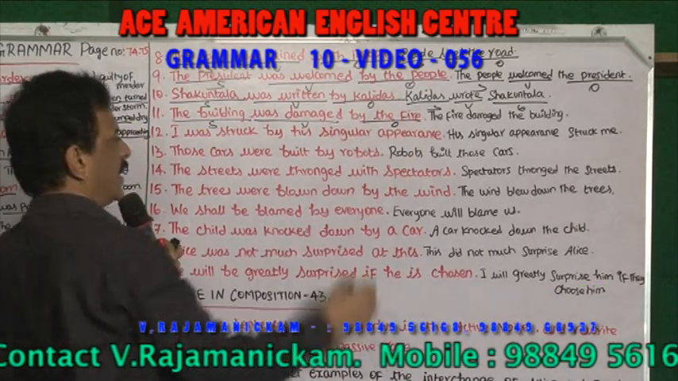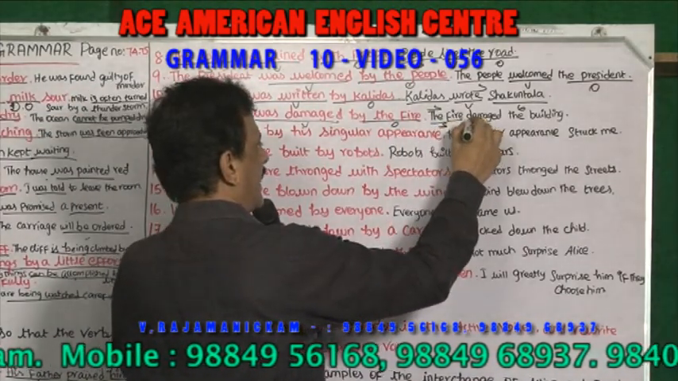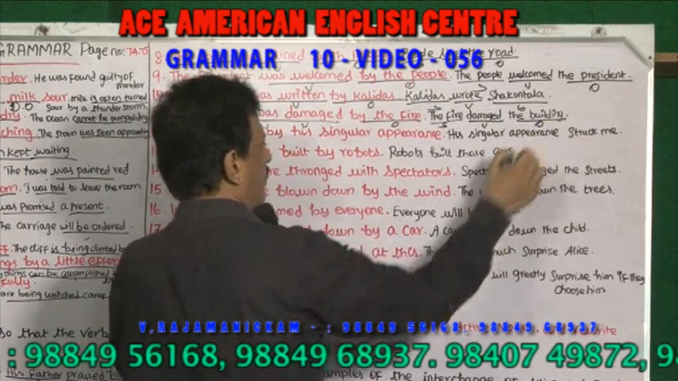The fire is the object in passive voice. So in active voice, the fire becomes the subject. Damaged is the verb. The building is the object here.